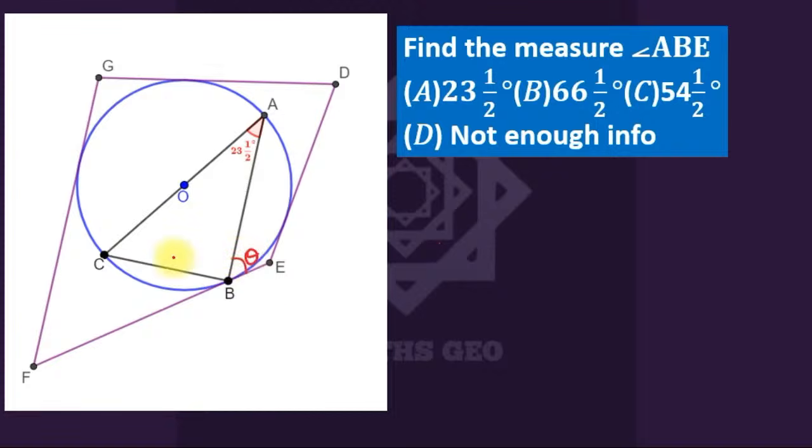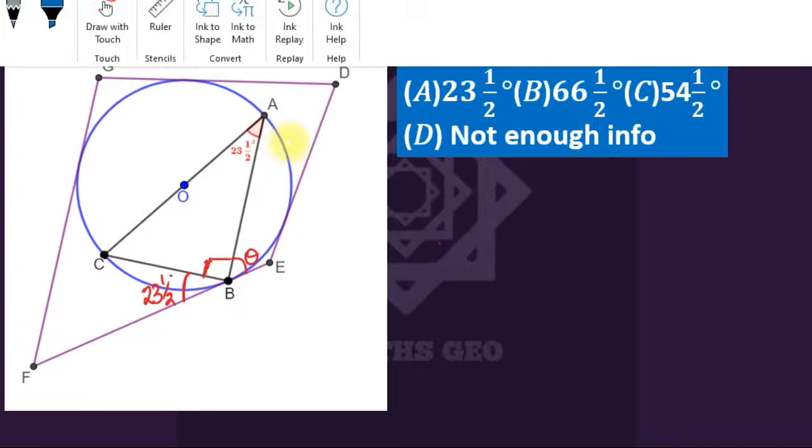So we see that angle CBA is 90, yes, because I'm seeing the diameter of this circle. And angle CBF is 23 1/2 based on alternate segment. This is a tangent line and this is an inscribed triangle. So this angle and this angle are equal. So finally we can solve our equation.